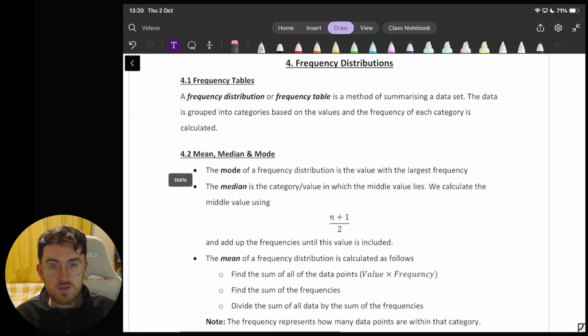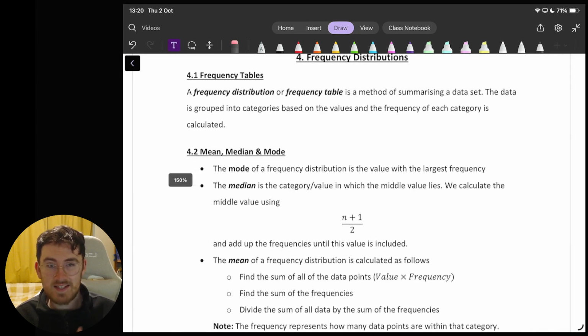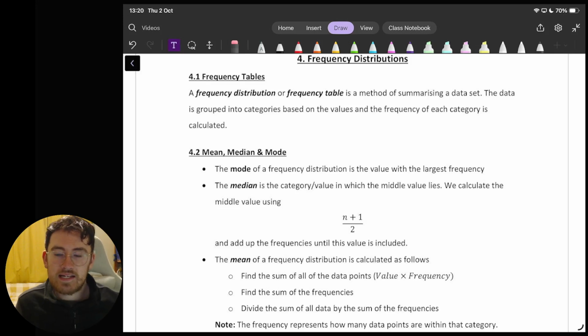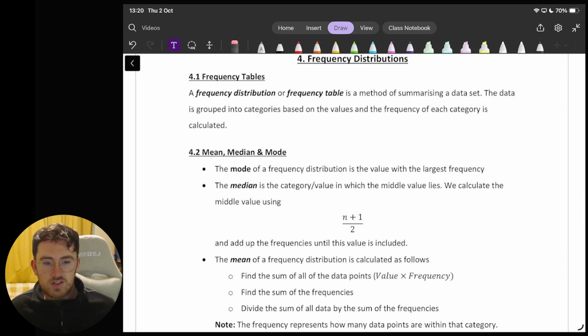So a frequency distribution or frequency table, as I said, is a method of summarizing a data set, and usually we'd use it for slightly larger data sets. What it does is it avoids us having to write out every possible data point, but rather we just list the frequency of each data point, so how many times it occurs.